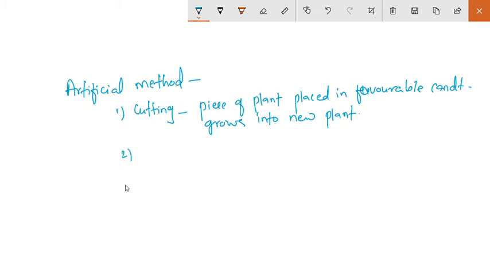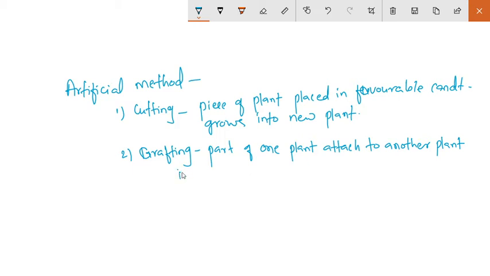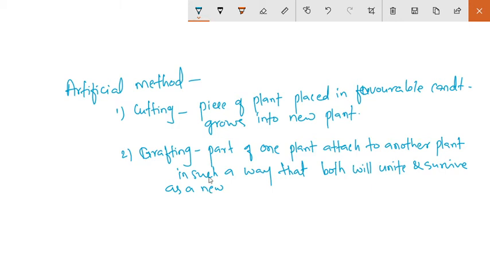Then second is budding or grafting. In grafting, a part of one plant is attached to another plant in such a way that both will unite and survive as a new plant.